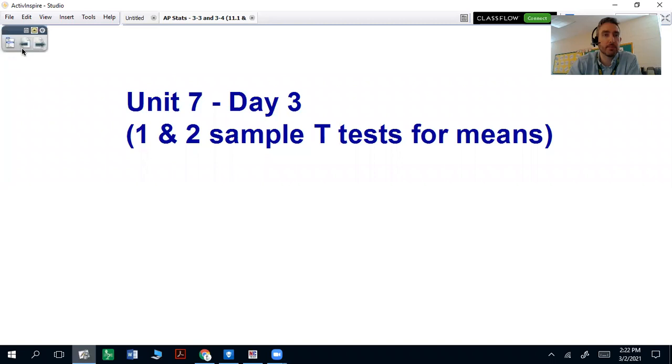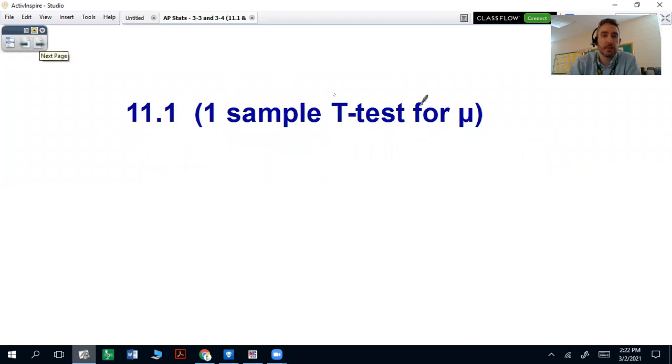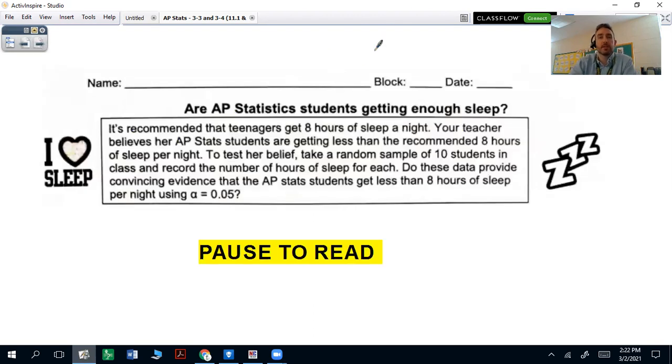First, we'll start off with a 1 sample t-test for the population mean mu. I want you to pause to read this problem. This problem is talking about seeing if you guys, on average, sleep 8 hours a night, or if you have a tendency to sleep less. Most people's train of thought is you probably sleep less than 8 hours a night. So the hunch is we want to test to see if that claim is true.